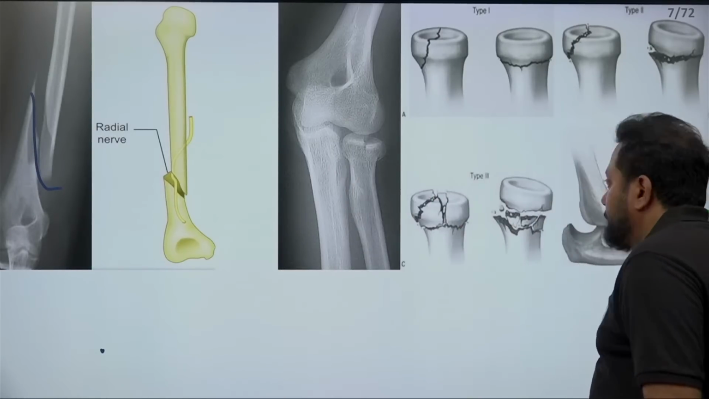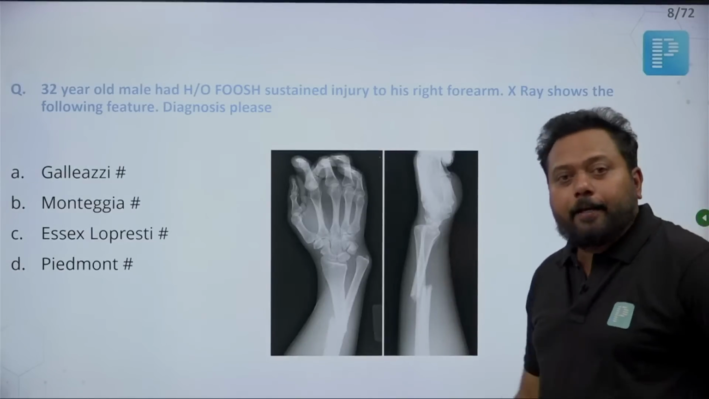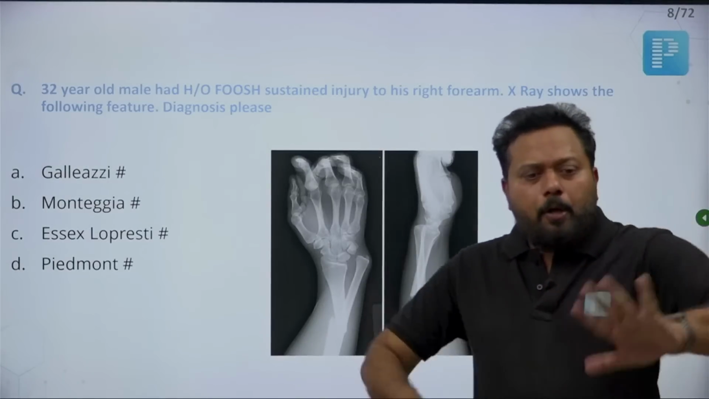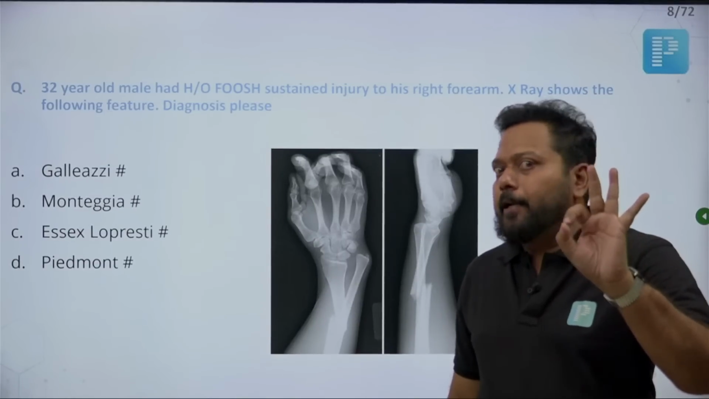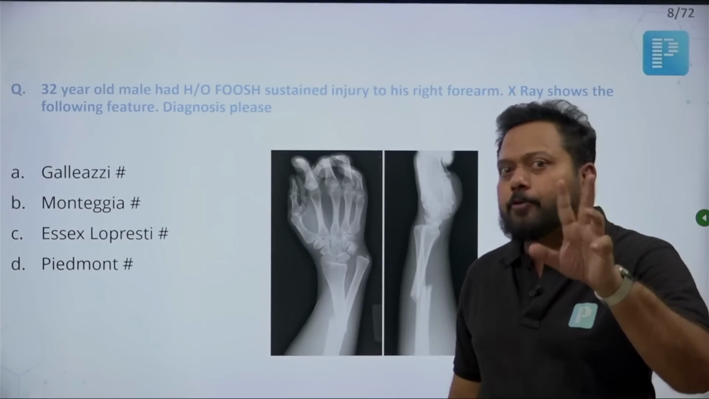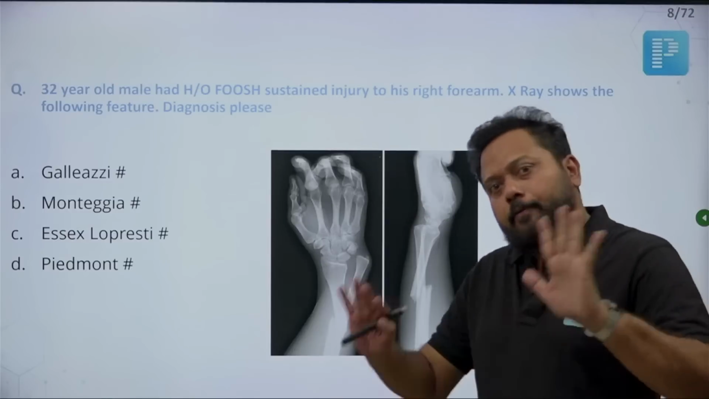Yes. Now, we'll move on to the second. So, we had covered a few points. What is a supracondylar fracture? How does it look in the X-ray? What are the classical radiological signs of supracondylar fracture? How to differentiate supracondylar from elbow dislocation? Okay, we have seen that. That's enough.